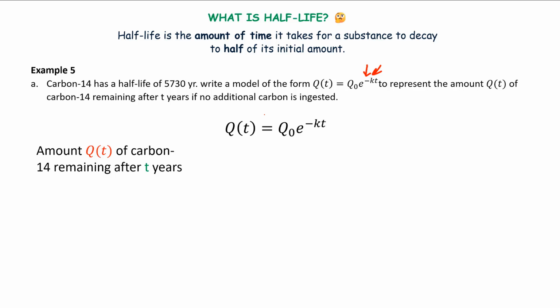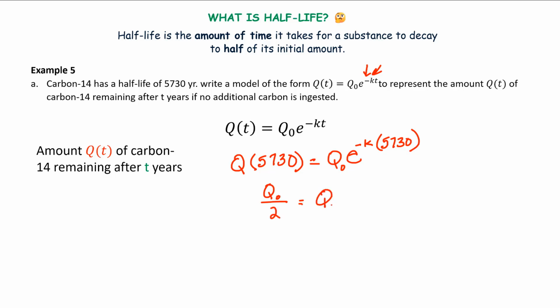So if we use that half-life as our t, Q of 5,730 equals Q sub 0 e to the negative k times 5,730. We know Q of 5,730, we know what that is. It's half the initial amount. So we can put that right here, Q sub 0 over 2. And then the right side of the equation still looks like this, e to the negative kt.